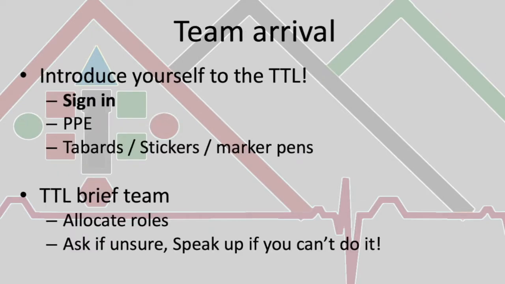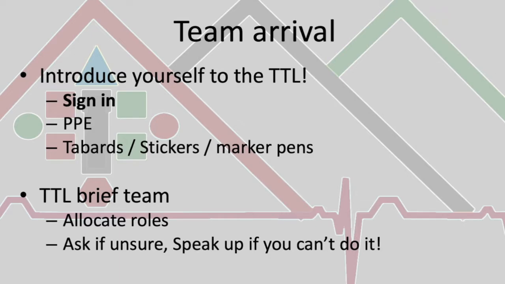When you respond to the trauma bleep, always introduce yourself by name, role, and your seniority. Sign in on the trauma paperwork. Don your PPE, apron and gloves. And, in COVID times, wear your face mask and visor. If tabards are available, then wear them. If not, then use stickers to identify your name and role to the team.